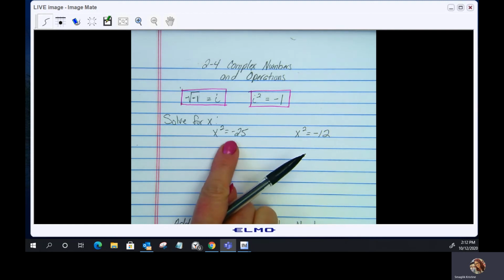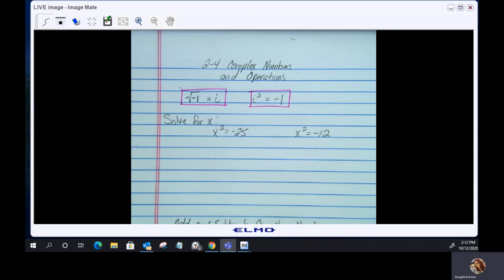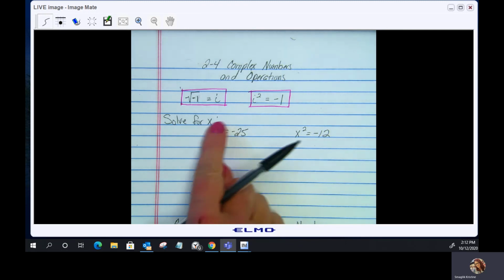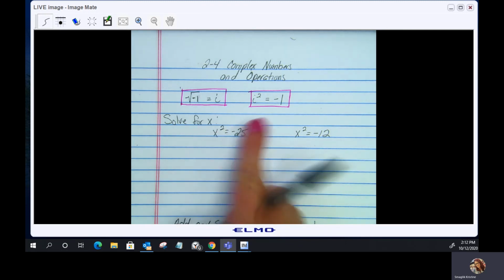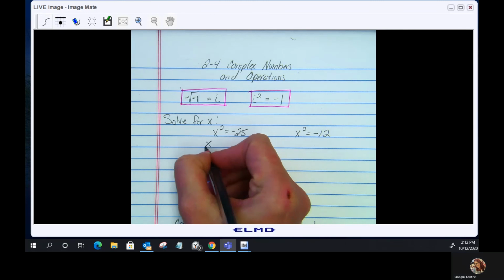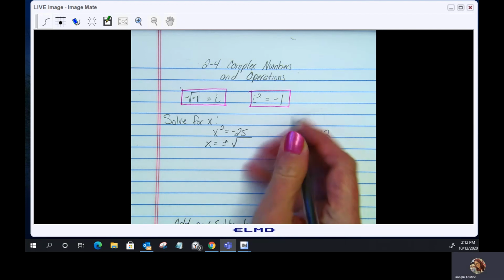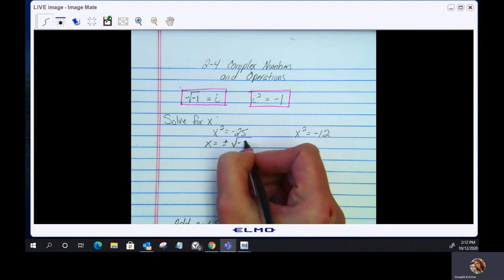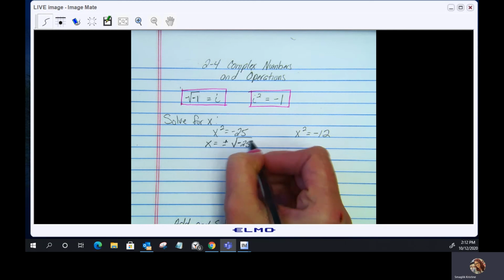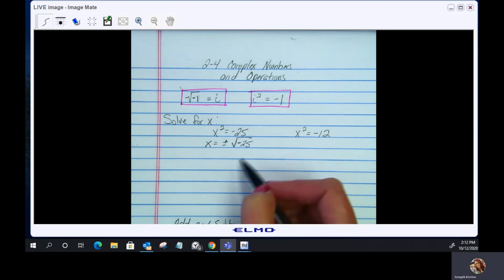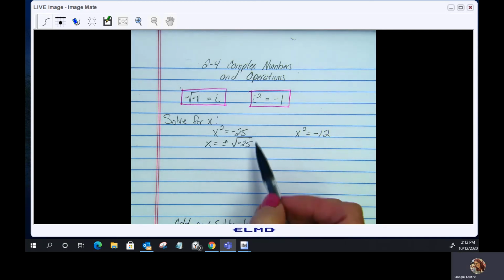So we're going to start off by solving for x. We get x squared equals -25. So to get rid of this square, I would want to take the square root of both sides. So x equals, and you would have to remember to put that plus or minus square root of -25. Now typically we couldn't ever take square roots of negative numbers, but welcome our complex numbers, now we can.